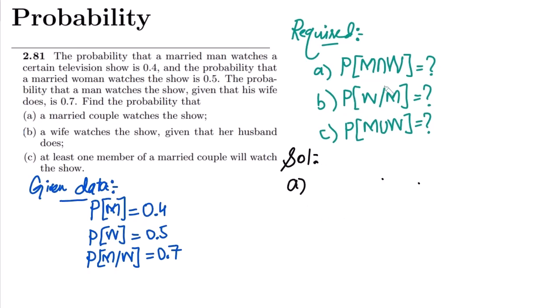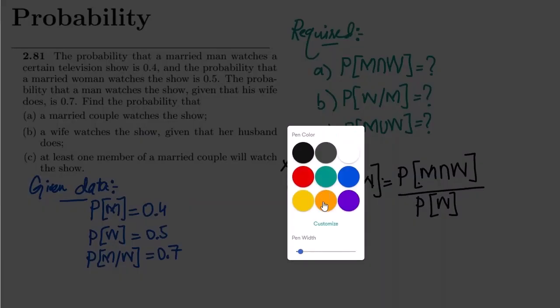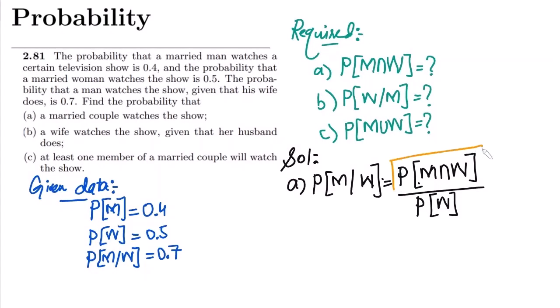In part A, in order to find the probability that man and woman both watch the show, we have to use the conditional probability, according to which we know that the probability that a man watches a TV show given that a woman watches it too is equal to the probability that a man and woman both watch the TV show divided by the probability that a woman watches it. Now what do we have to find out? We have to find this value.